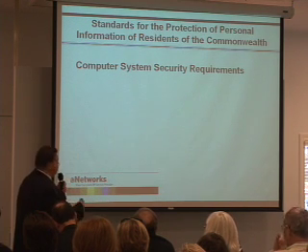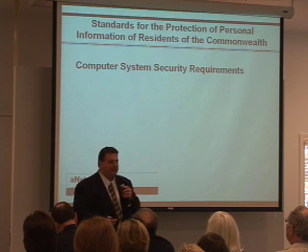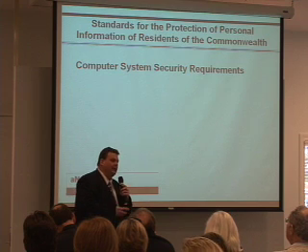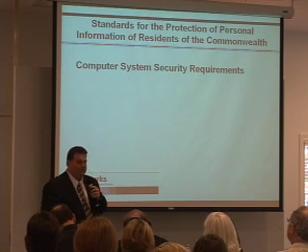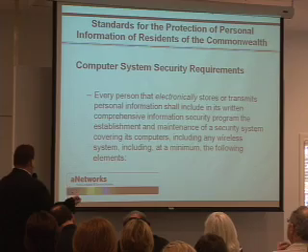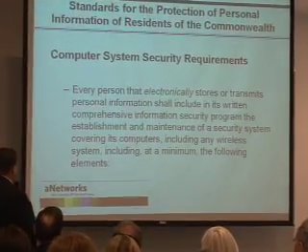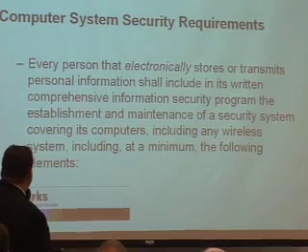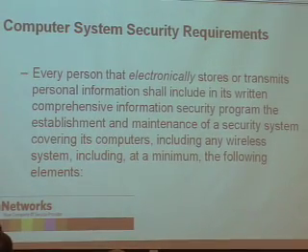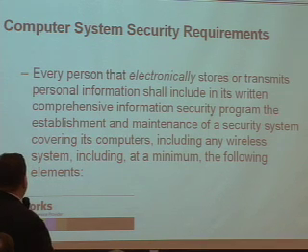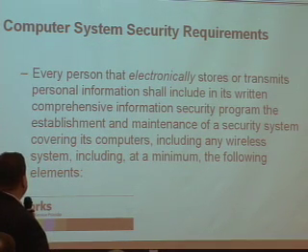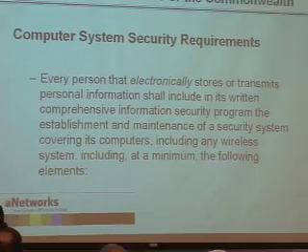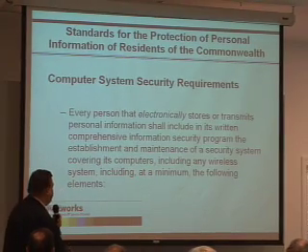So I, as a business owner, have to have a comprehensive written information security program for my business. Now, the second part of this is computer system requirements. What this means is if you have personal information on your computers, at a minimum, you have to comply with these requirements. This is how the law reads. Every person that electronically stores or transmits personal information shall include in its written comprehensive information security program the establishment and maintenance of a security system covering its computers, including any wireless systems, including at a minimum the following elements. So we're going to talk about those elements that have to be covered at a minimum on your computer network.